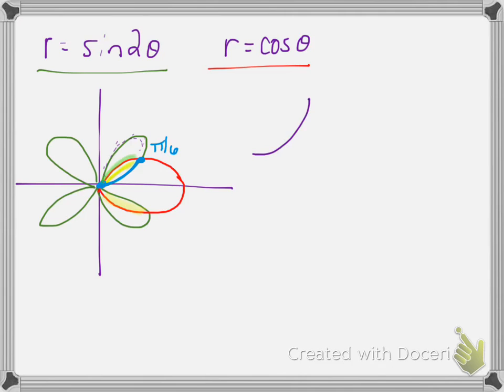So from 0 to pi over 6, we would get this part, and that has to do with the sine of 2 theta, because that's the bottom part of the petal. But then if I go from pi over 6 to 90, that would get the top part of the intersection, but that is actually of the graph cosine of theta. Does that make sense?